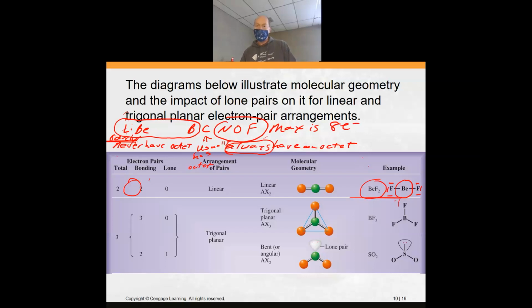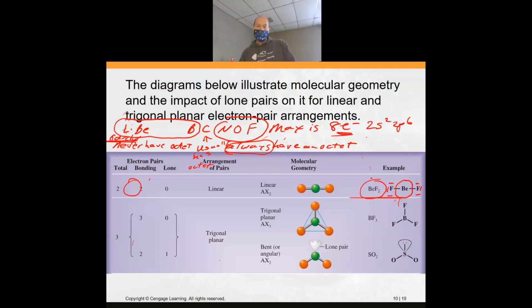Because for the second row, what you have available is the 2s2 and the 2p6. You have a maximum of 8 electrons that can fit in. You can put in less than 8, but you can never put in more than 8. None of them can have more than 8.